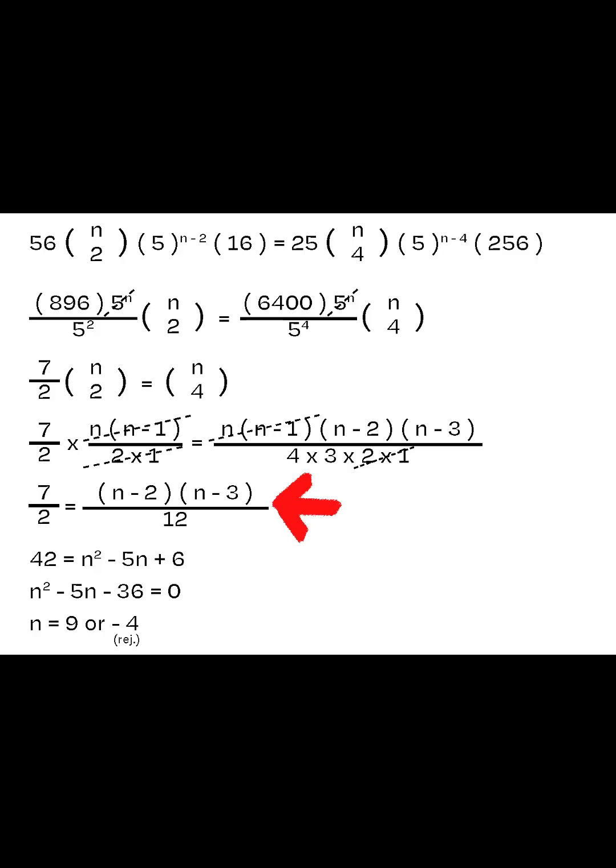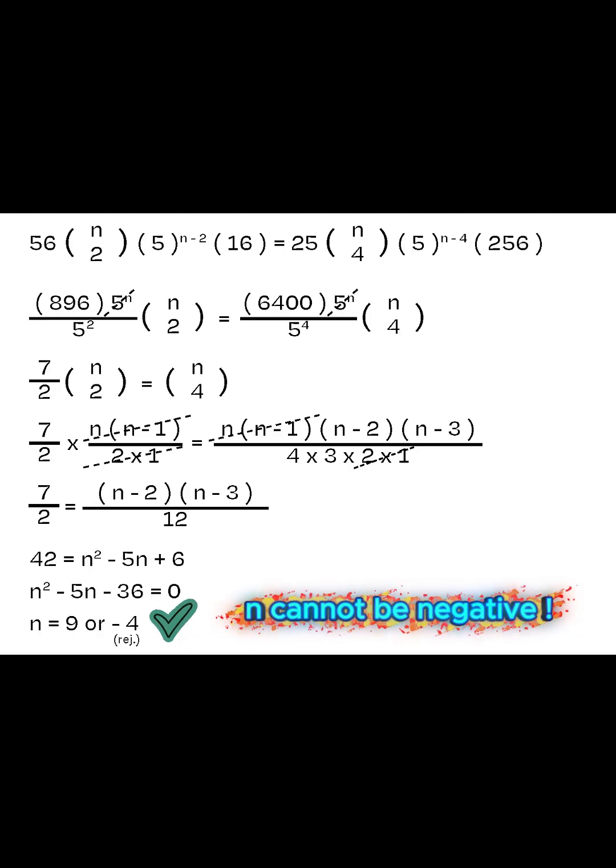What's left is going to be 7 over 2 on the left, and then just n minus 2, n minus 3 over 12 on the right. If we just cross multiply, we're going to get a very nice quadratic equation. We can solve it using the calculator, and we're going to get n equals 9 and n equals minus 4. Just a reminder, we are going to reject n equals minus 4 because in O levels, the power of n cannot be negative.